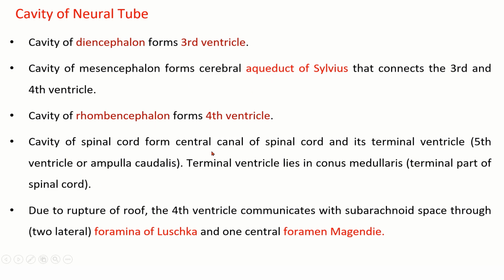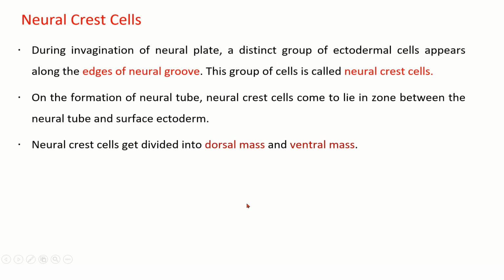The cavity of the spinal cord forms the central canal of the spinal cord and its terminal ventricle, also called the fifth ventricle or ampulla caudalis. The terminal ventricle lies in the conus medullaris, the terminal part of the spinal cord. So in the roof of the fourth ventricle, there will be two foramina of Luschka and one foramen of Magendie, through which the CSF communicates into the subarachnoid space, or the ventricles communicate into the subarachnoid space.